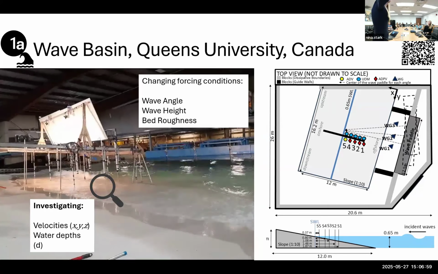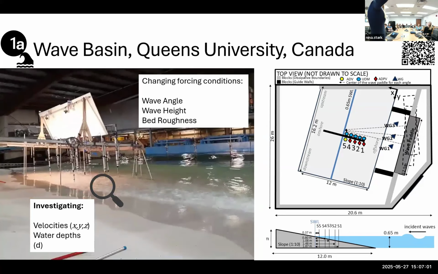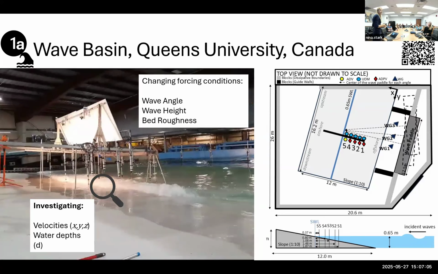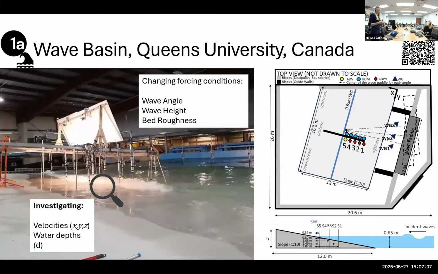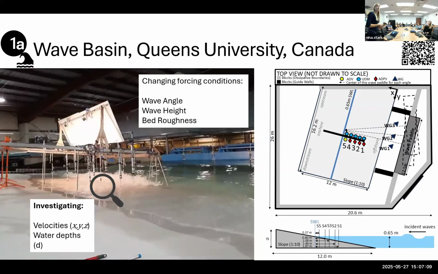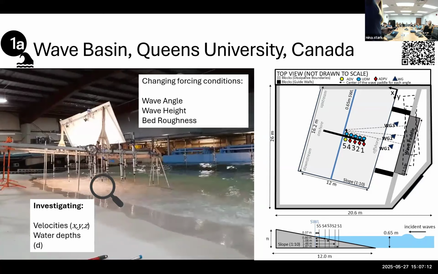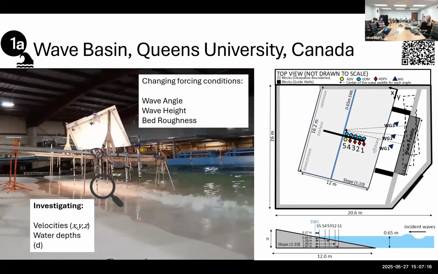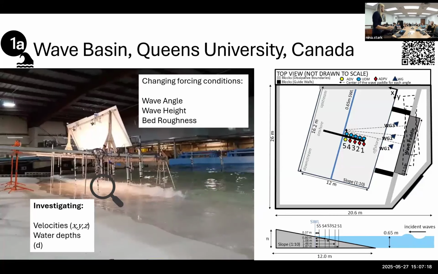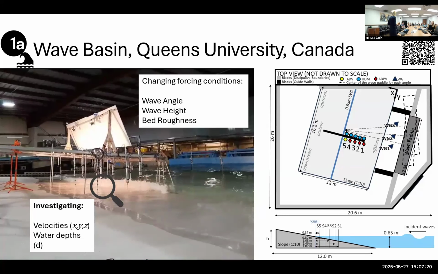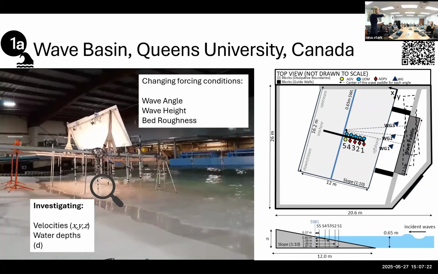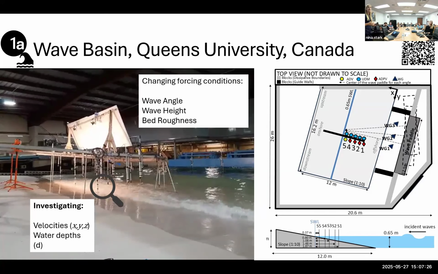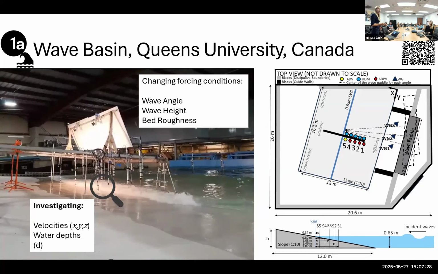So this is the beach slope. We have different sensors to investigate velocities and water depth, and we have changing forcing conditions. We are able to move this huge paddle around in the wave basin, as you can see here, in different angles to get this oblique forcing of the waves. We are able to produce different heights of waves with the wave paddle and then send them to the beach.